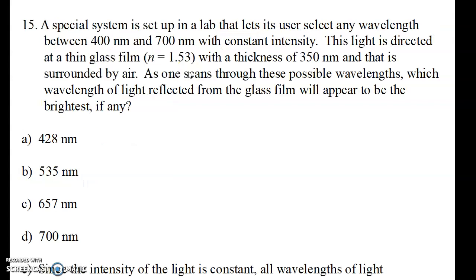For 15, a special system is set up in a lab that lets the user select any wavelength between 400 and 700 nanometers with constant intensity. This light is directed at a thin film, refractive index 1.53, thickness 350 nanometers, that is surrounded by air. As one scans through the possible wavelengths, which wavelength of light reflected from the glass film will appear to be the brightest, if any? And the answer will be 420 nanometers. Okay?